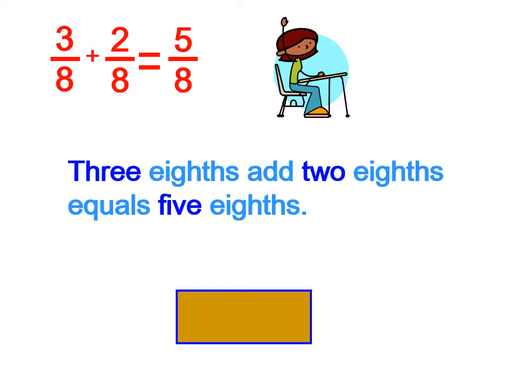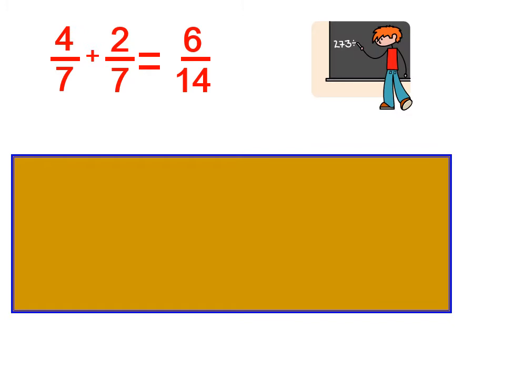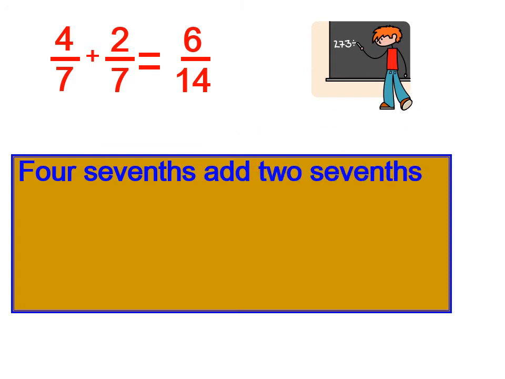What happens is you add the top like you would normally, so you add the numerators up. The only thing is, when you're adding fractions you don't add the denominators. They need to stay the same, because that's the fraction you're working with, eighths. Bear that in mind. So have a look at this one: 4/7 and 2/7 equals 6/14. Going on what I've just told you on the last slide, is this correct?